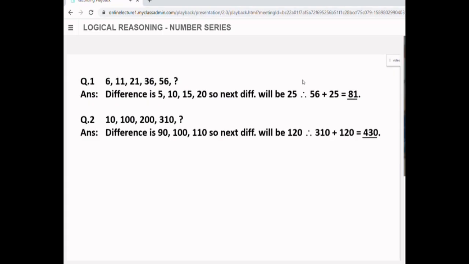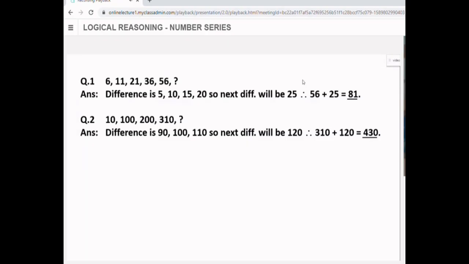The difference between 10 and 100 is 90. That is, 100 minus 10 is 90. 200 minus 100 is 100. 310 minus 200 is 110. So the next difference will be 120. The difference is increasing by 10. 90 से 100 हुआ, 100 से 110 हुआ. So the next difference will be 120. What is our last number given there? 310 plus 120. The answer is 430. There's no need to write down the explanation. I'm giving you the explanation also along with the answer. So the answer is 430. आपका MCQ question से आपको आंसर आना चाहिए.